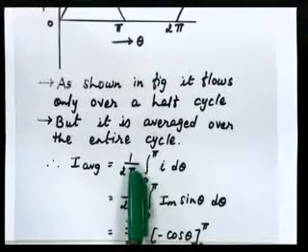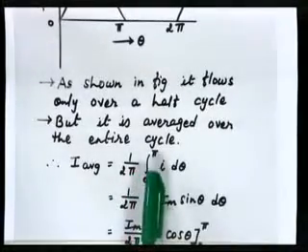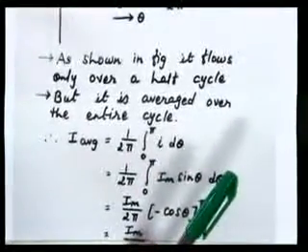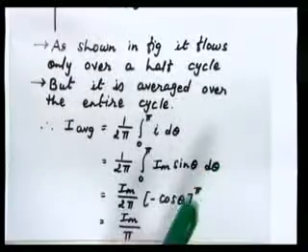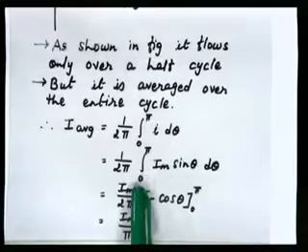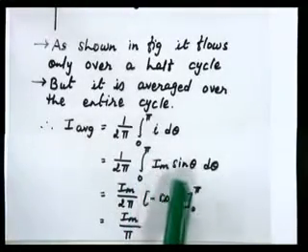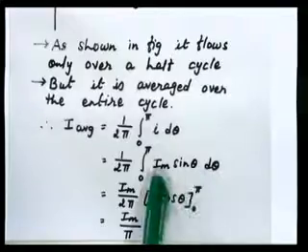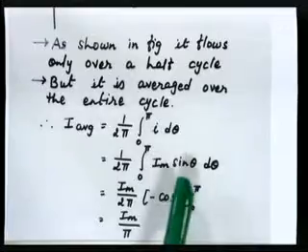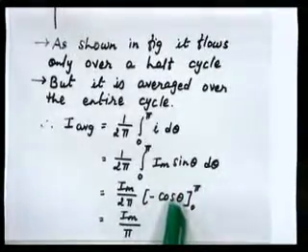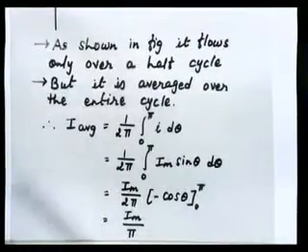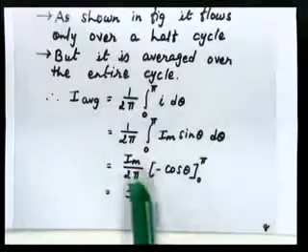So it is equal to 1 upon 2 pi integration 0 to pi I d theta. I is the instantaneous value of current, which is equal to Im sin theta. So 1 upon 2 pi integration 0 to pi Im sin theta d theta. Again Im is the constant value, so it is Im by 2 pi. Integration of sin theta is minus cos theta. Put the limit from 0 to pi, so our answer is equal to Im upon pi.